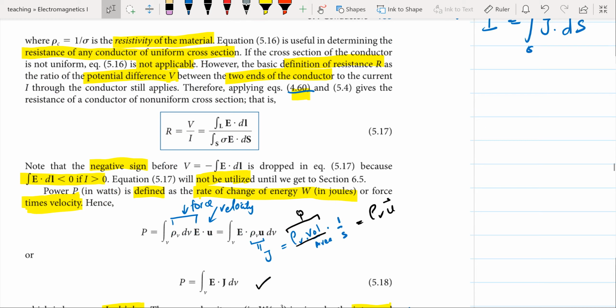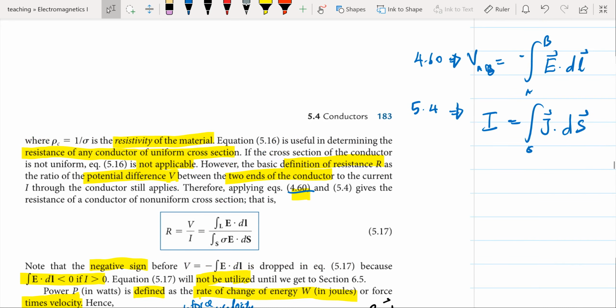And from equation 5.16, we can say that it is very useful in determining the resistance of any conductor of uniform cross-section. If the conductor does not have uniform cross-section, then that equation is not applicable. However, the basic definition of resistance R is the ratio of V and the current flowing through the conductor I, and therefore that still applies. And therefore, equation 4.60 is what I have just restated at that point.